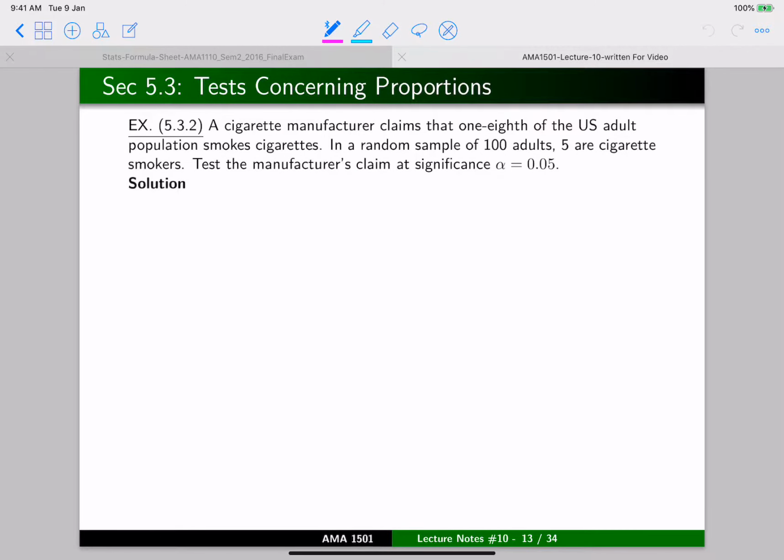And let's look at our last example. A cigarette manufacturer claims that 1/8 of the US adult population smokes cigarettes. In a random sample of 100 adults, they find 5 cigarette smokers. Test whether the manufacturer's claim is true at significance 0.05. So in this case, our null hypothesis is just the status quo, that 1/8 of the population smokes cigarettes, that's 0.125. Our alternate hypothesis is that it is not equal to 1/8.